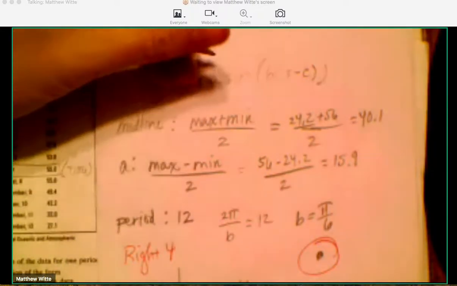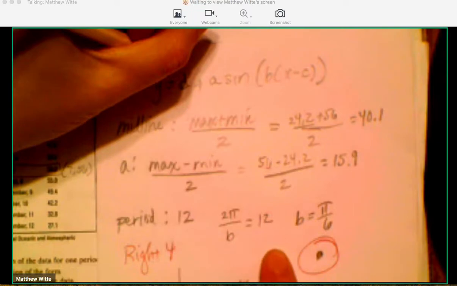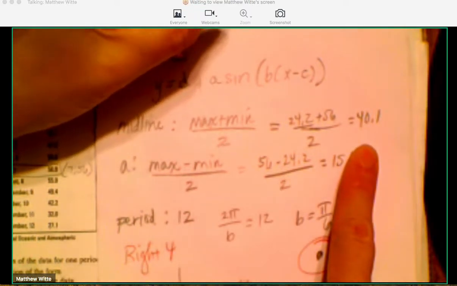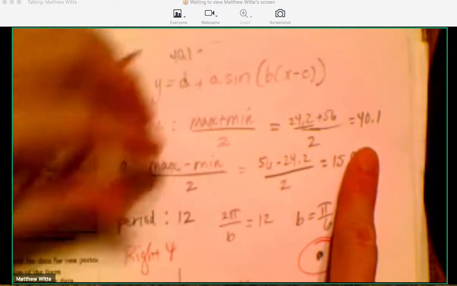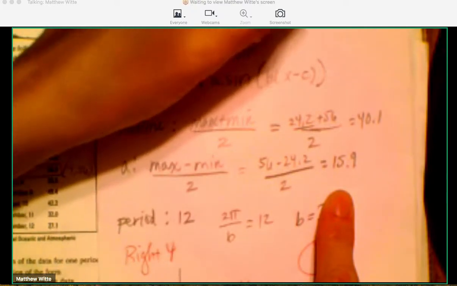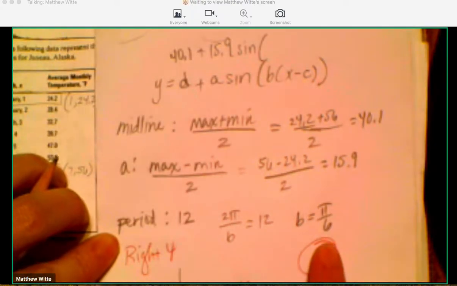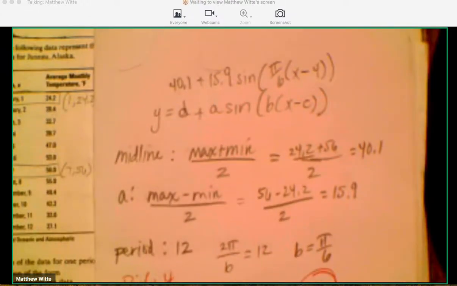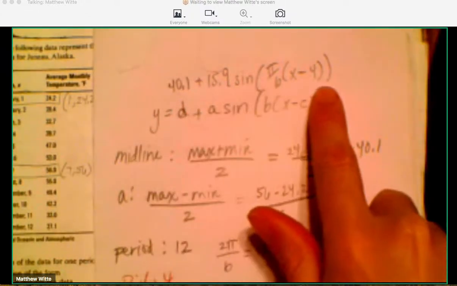Okay, so what am I going to put in for D? For D, I am going to substitute in 40.1 plus my amplitude, we got 15.9, sine of the B value we got, which was pi over 6, times x, and I'm moving right 4. When I move right, I make a negative 4. And that is the model. So this is the model that I would use.